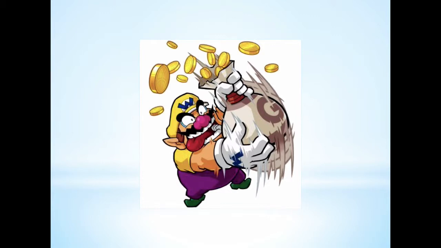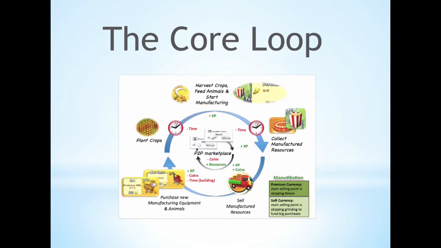With social games, you don't usually have an ending like a paid game does. You just keep doing the same thing over and over again. And instead of a strong storyline with a definitive ending, social games have a core loop. This is a very complex and confusing core loop, which we won't go over. It's for a game called Heyday, which is sort of like a Farmville clone.